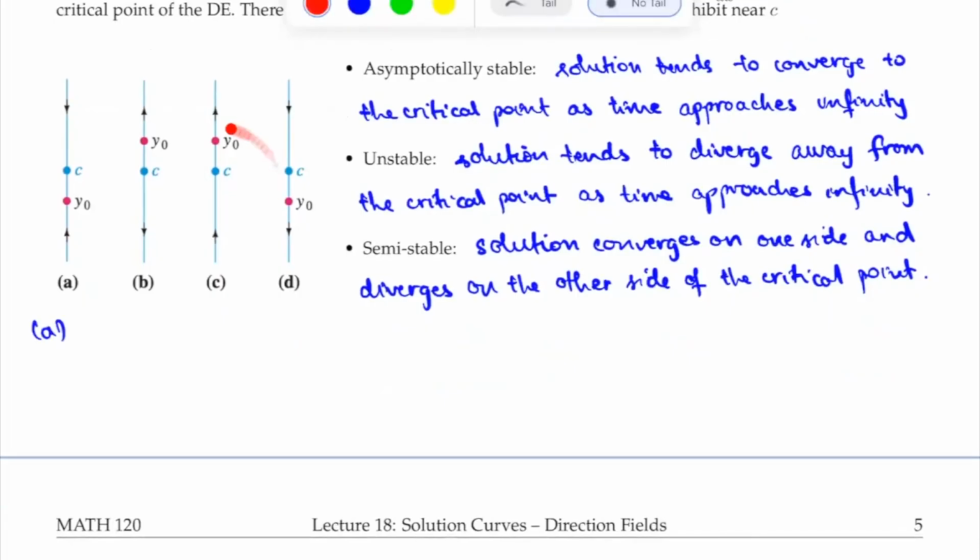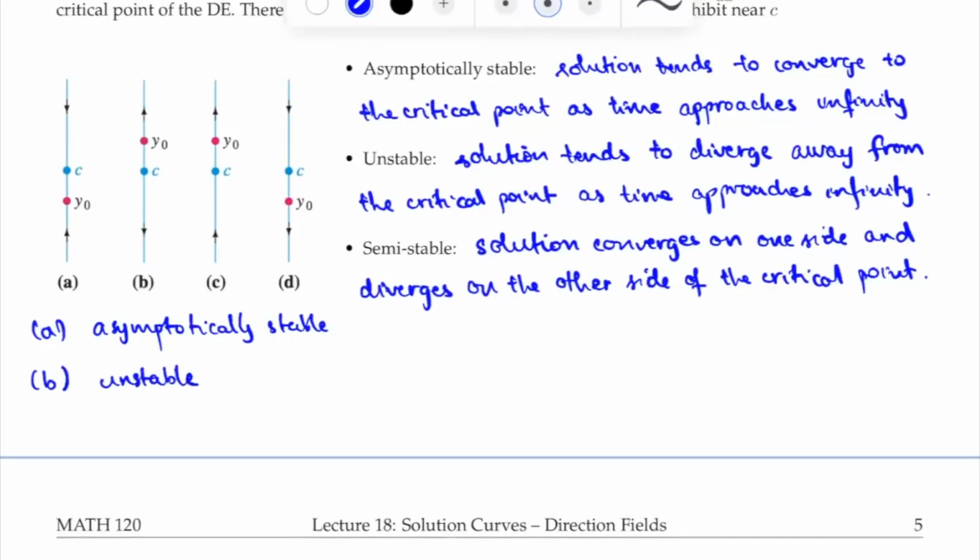You can see there are four different lines indicating different meanings of the critical point. For A, here's the critical point, and the arrow is pointing toward the critical point. So in part A, the point is asymptotically stable. For B, the arrow is pointing away from the critical point. So this is unstable. Then for C and D, the solution converges on one side and diverges on the other side of the critical number. Therefore C and D are semi-stable.